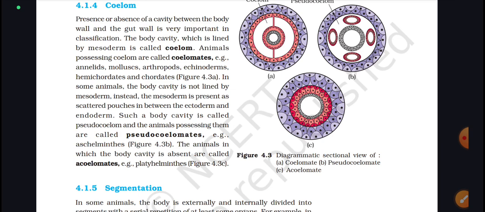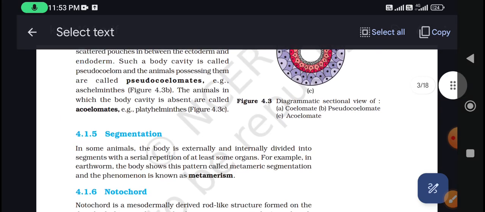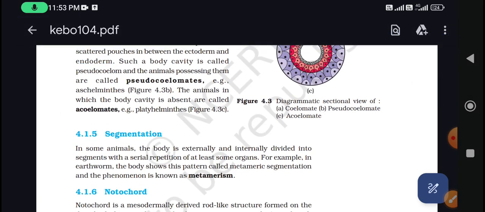Example: platyhelminths. Segmentation. In some animals, the body is externally and internally divided into segments with the serial repetition of at least some organs. For example, in earthworm, the body shows this pattern called metameric segmentation, and the phenomenon is known as metamerism.